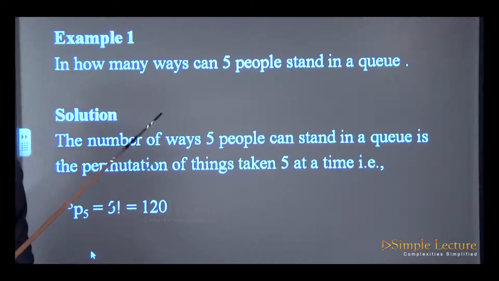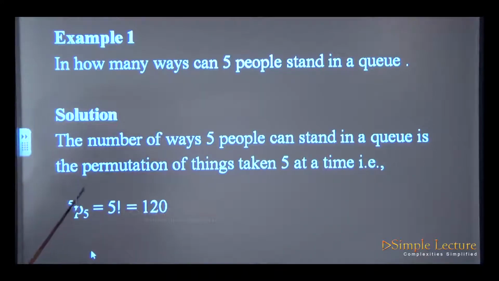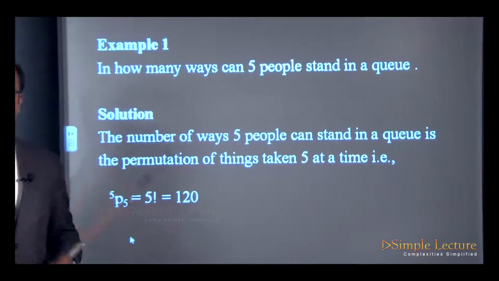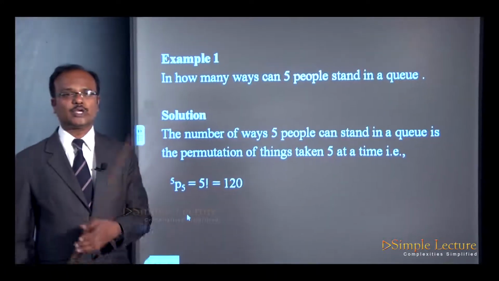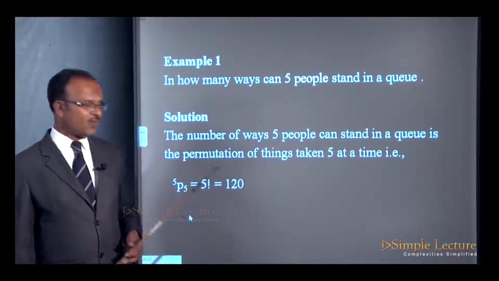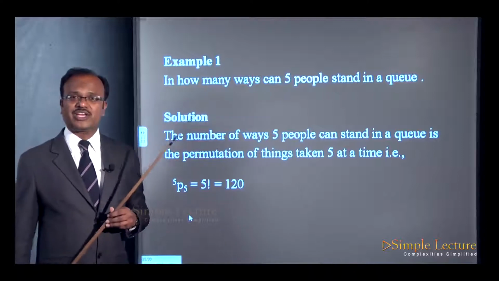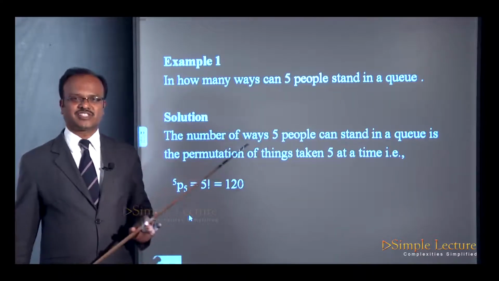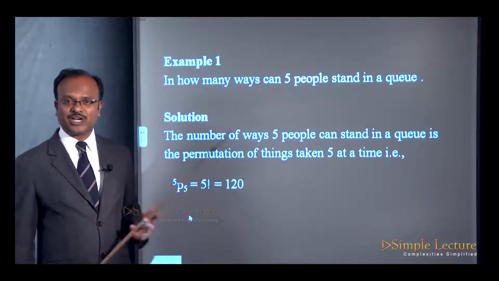So, therefore, it is nothing but 5 factorial. So, it is nothing but 5P5, which is 5 factorial, and you know what 5 factorial is. It is 5 into 4 into 3 into 2 into 1. So, 5 4s are 20, 20 3s are 60, 60 2s are 120. So, how many ways can 5 people stand in a queue? In 120 ways they can stand in a queue. I hope you understood this.